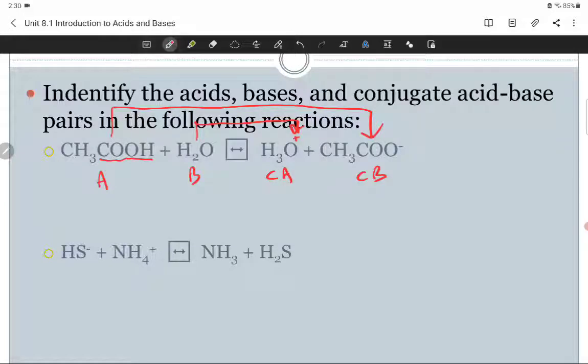Ammonia, we know from the previous slide, was a base. So ammonium has one more H positive, so it's the acid component. And then here is our conjugate acid, and whoops, I was going to put conjugate. I don't want to do that. That's our base.